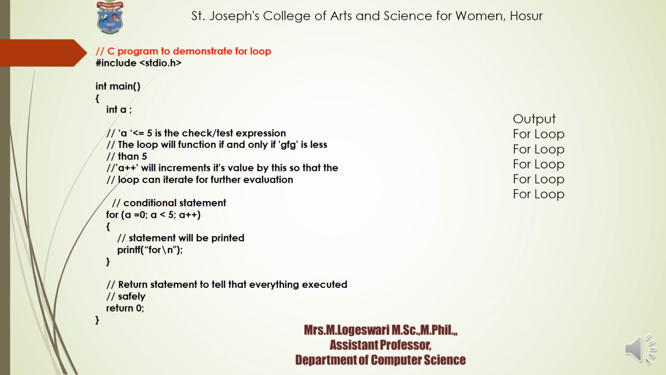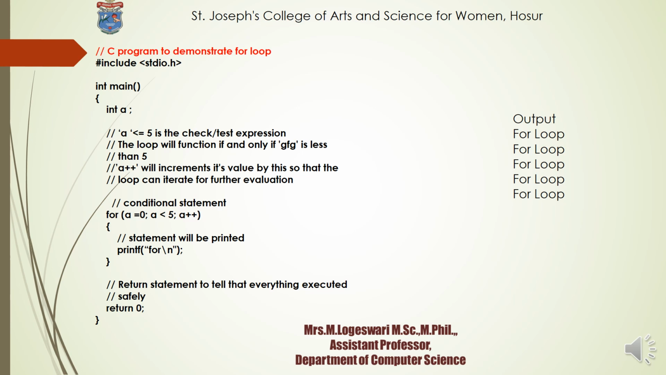Next we move to the update statement. The update statement is used to iterate the value for further evaluation. So a equal to a plus 1, so the value of a is 1, and again it is checked. 1 less than 5, this condition is also true, so again it enters the block and prints for. Next the statement updates. The a value is 2, and 2 less than 5 is also true, so again it prints after. This process continues till the condition is false.